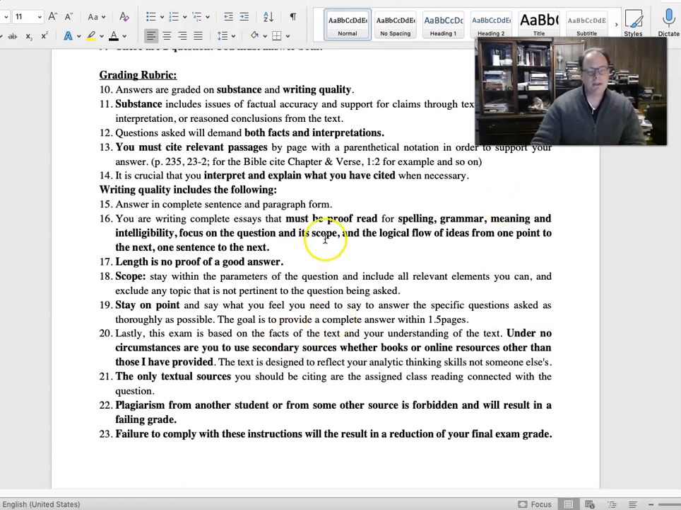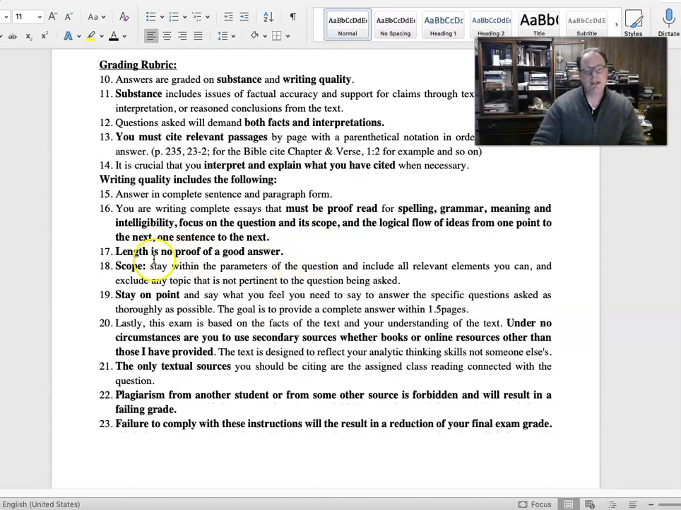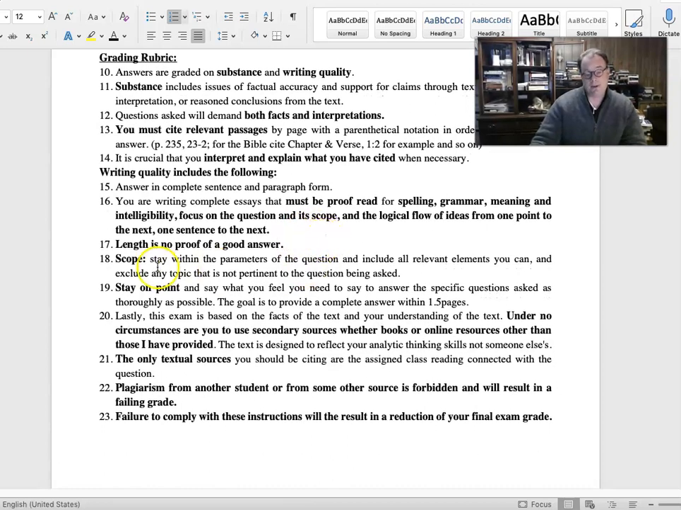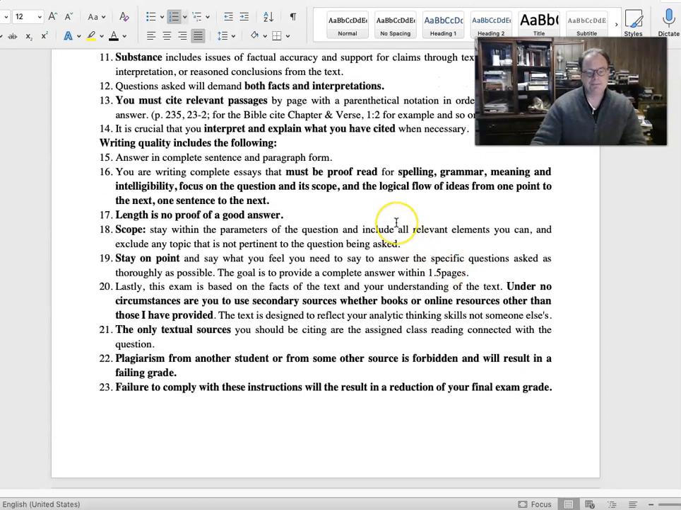Okay, so some things I've already said, but just to reinforce. Length is no proof of a good answer. If you're saying a lot of things that aren't directly relevant, you're not answering the question really. You're just writing stuff. It's what I call filler, right? Saying things that are true, maybe even intelligent, but are not contributing to answering the question that's been asked of you. So scope, we've already talked about it. Stay within the parameters of the question, and this determines everything that's in the answer and also everything that's not. Stay on point, that's related.